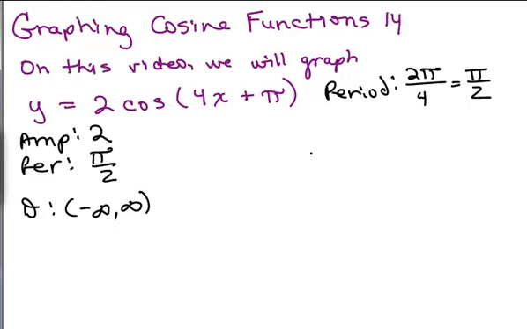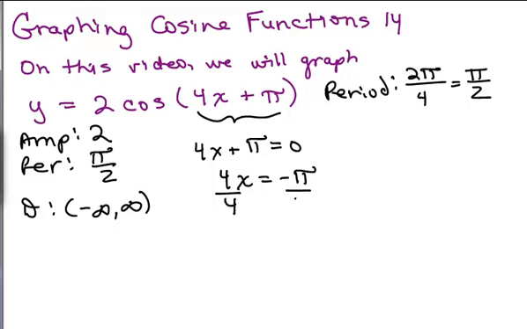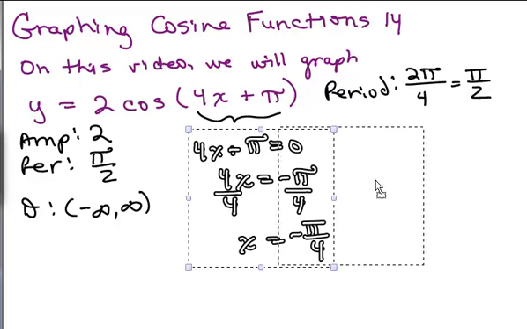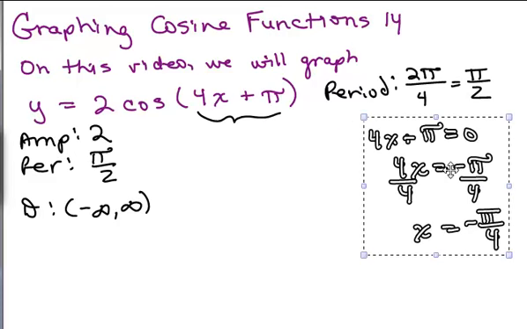And what about the phase shift? Well, this time there's going to be a phase shift. And what we do is set that equal to 0 to find it. So we have 4x equals negative pi. So we have x equals negative pi over 4. So this tells there's a phase shift going to the left, pi over 4 units to the left. I'm going to put this over here, how I figured it out. That's sort of scratch work.